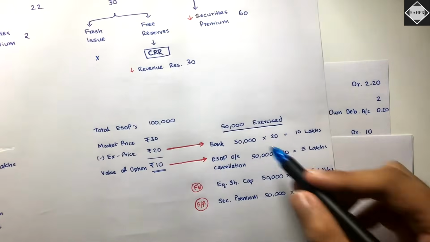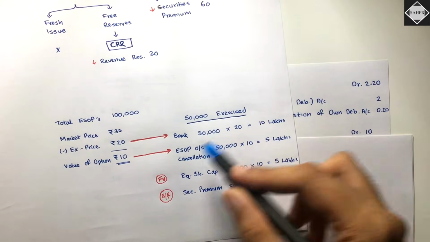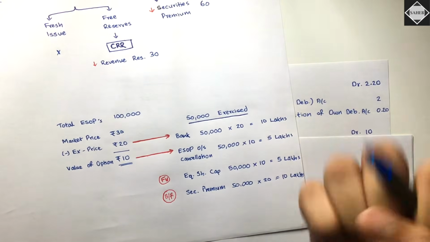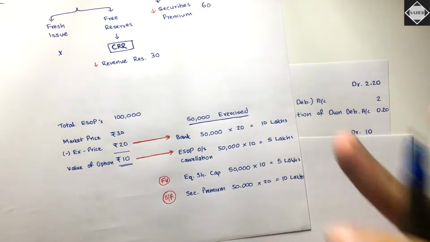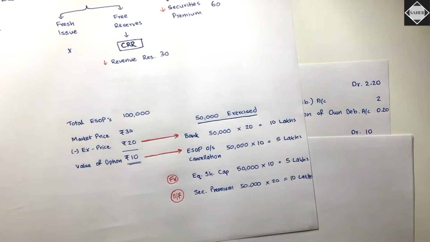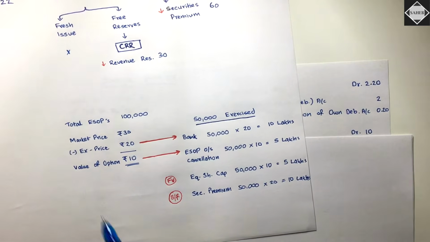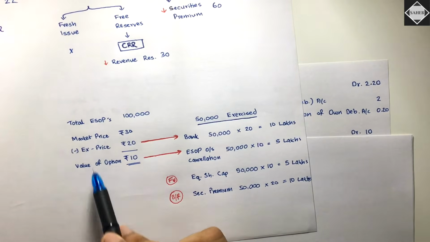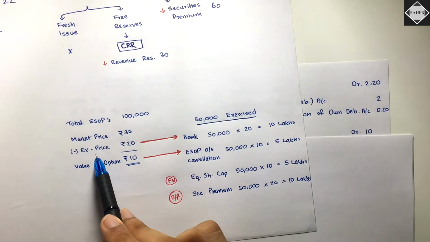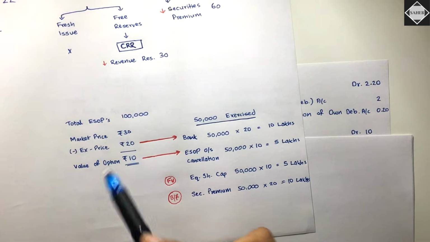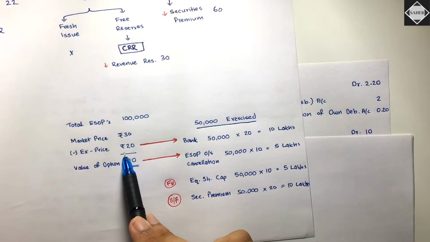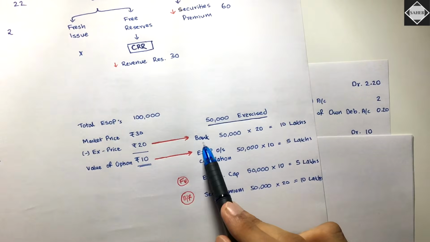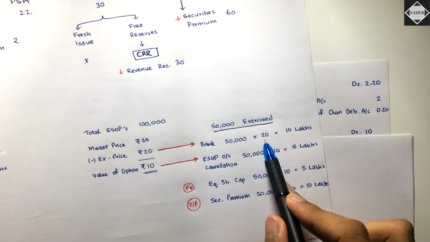Now here the same entry you will pass. What is happening? The first thing is you are receiving the money. When the options are exercised, it's not for free. We will receive the money on the basis of exercise price, not on the market price or value of option, because this is the price that is being offered to employees. They will subscribe to our shares at this price, at rupees 20. So you will debit the bank account by the exercise price.